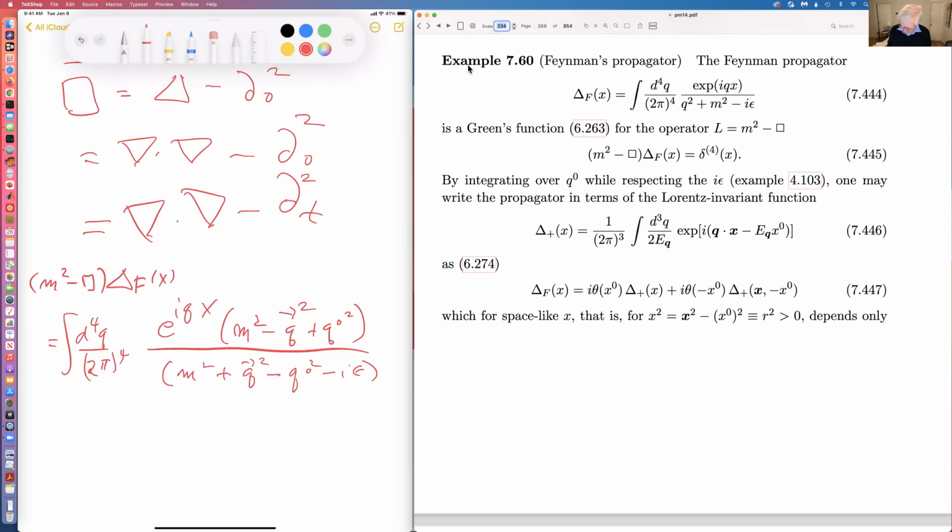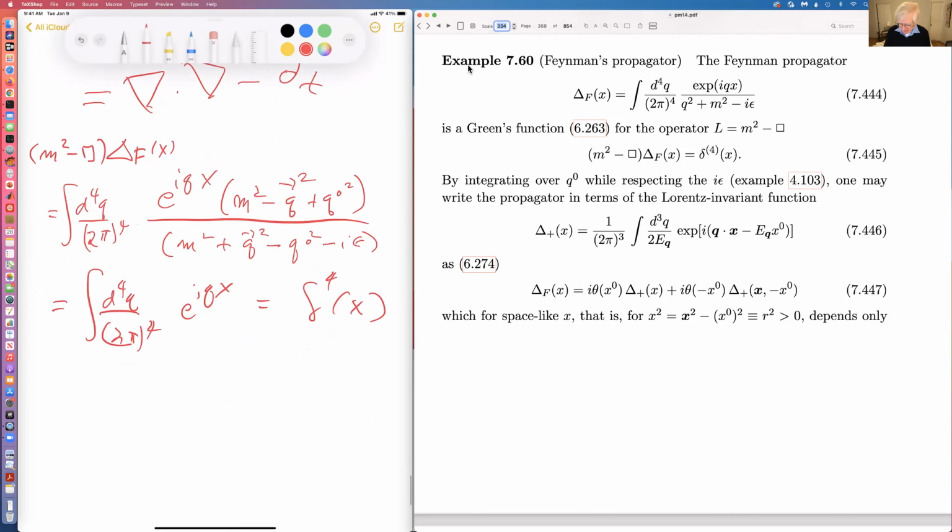Well, basically the numerator cancels the denominator. And so this is an integral d^4q over (2 pi)^4 e^(iqx), and that's delta^4(x). So in other words, the four-dimensional delta function, which is to say it's delta of x0, delta of x1, delta of x2, delta of x3. Okay.